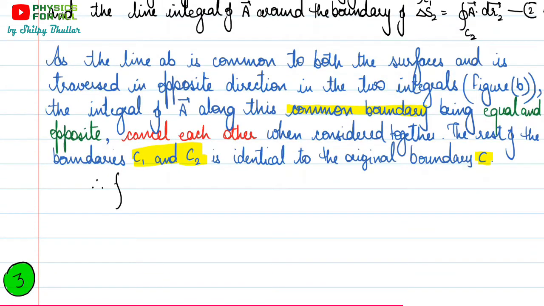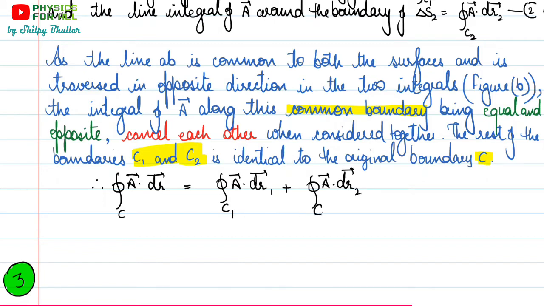Hence, we can say the line integral around the closed curve C is equal to the line integral along the closed curve C1 of vector function A plus the line integral of vector function A along C2. And this position vector is also the same, so we can simply write A dot dr in both the cases.